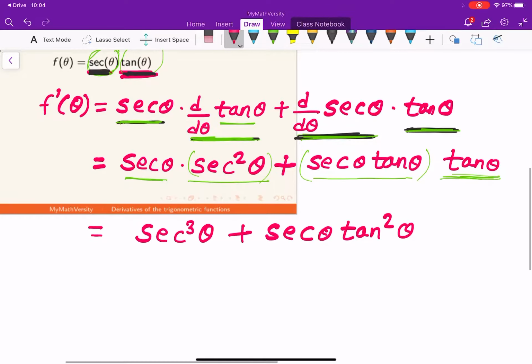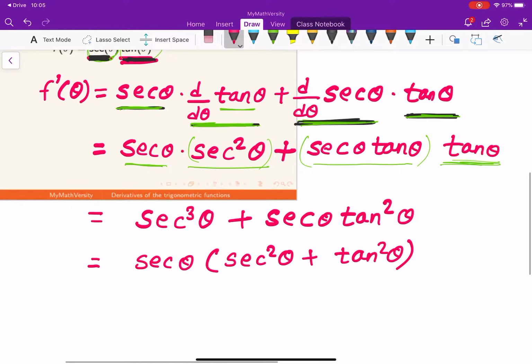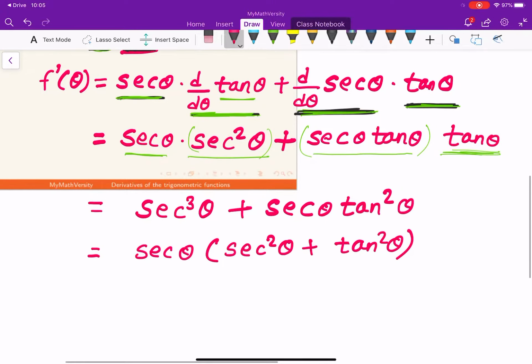But if you want to write it in some alternative form, here I can see secant theta is a common factor, I can take that out. So if I do that, secant square theta is the remainder on the first term, and then tangent square theta is the remainder on the second term. So that could be also another alternative. Well, if you want another alternative, do we have some? Can we? I think yes.